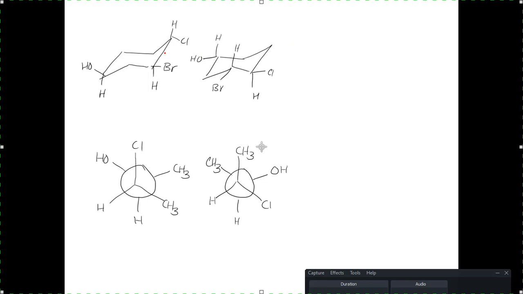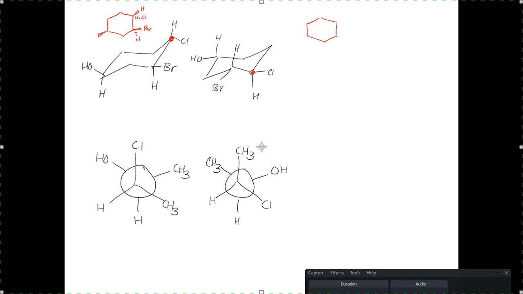So let's look at these two chair cyclohexanes. Now the first thing that I see here is that this carbon with the chlorine is down here. So the easiest thing to do with these, since they're not in the same orientation, is let's make flat cyclohexanes out of those. So if we make flat cyclohexanes out of them, then remember this would be the hydrogen, this would be the chlorine, this would be the bromine, this would be the hydrogen.